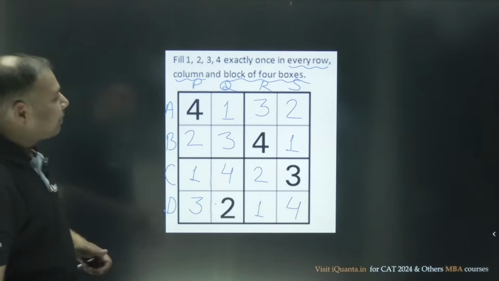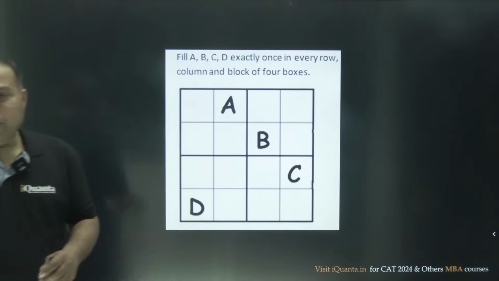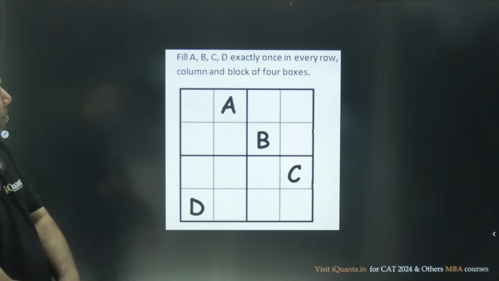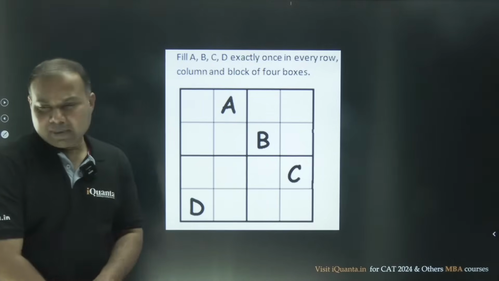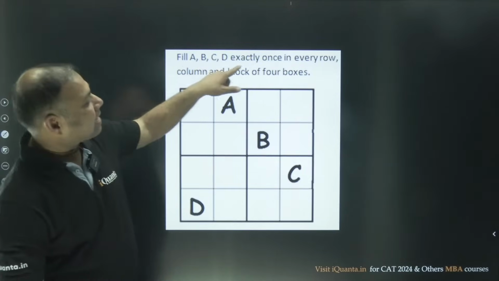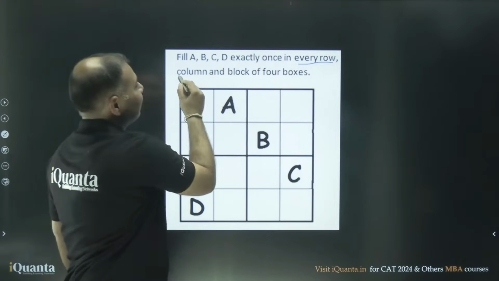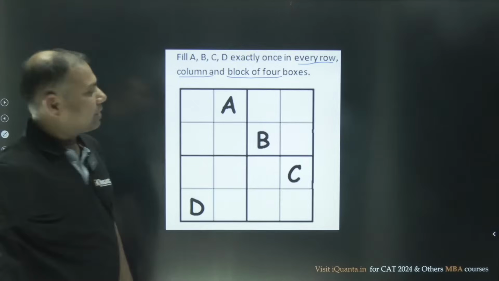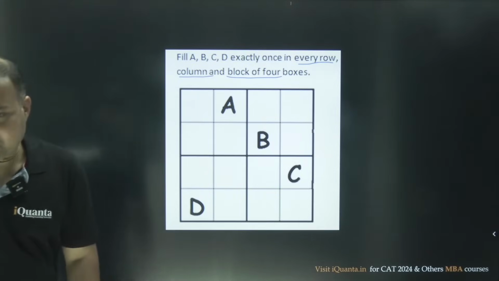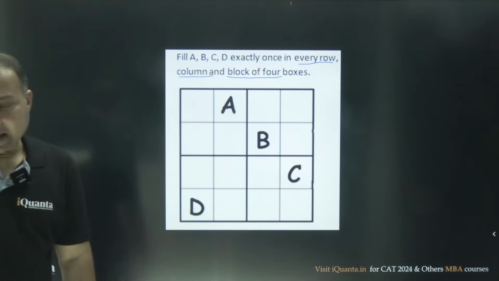Let's move further now. So here is the next question. It's again 4x4 Sudoku, and this time in place of numbers I have used the letters, alphabets A, B, C and D. So fill A, B, C, D exactly once in every row, column and block of 4 boxes. Exactly similar questions, similar conditions. I've just changed the numbers with the alphabets. Solve this.